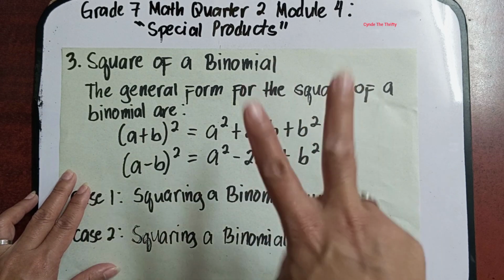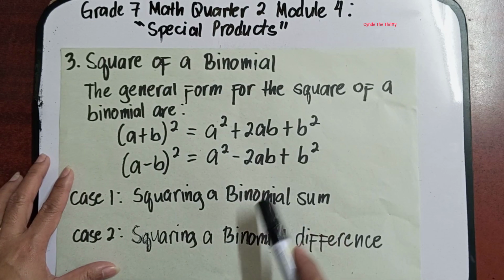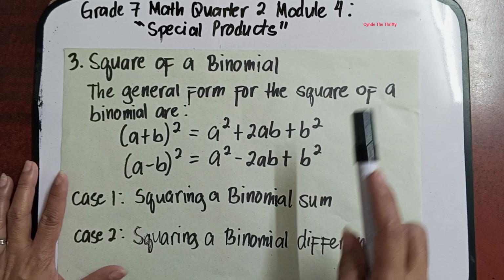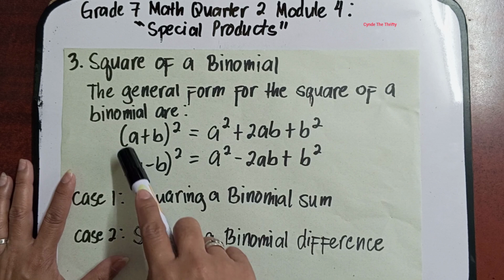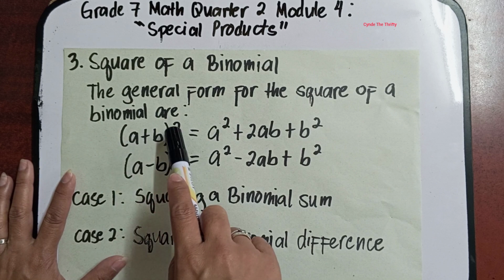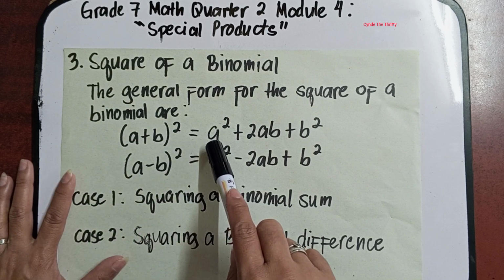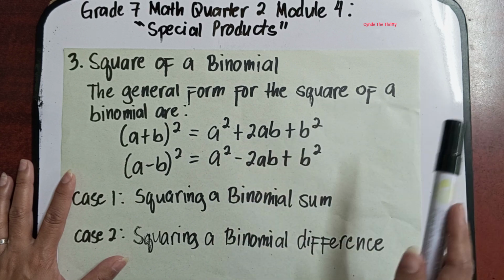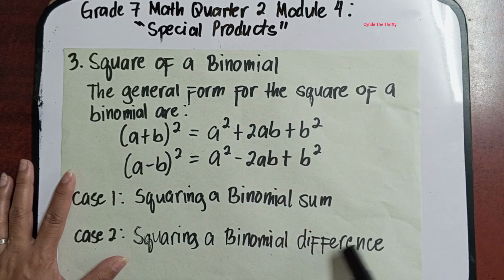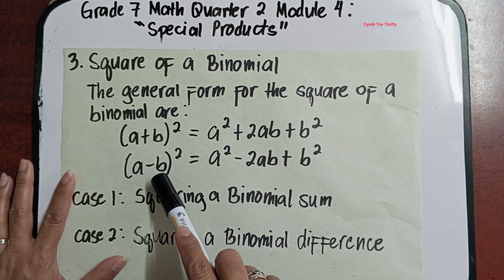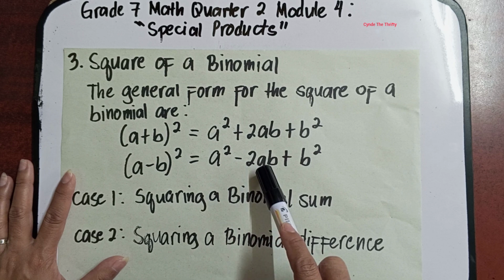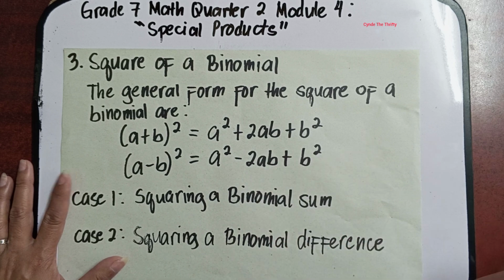Okay, meron tayong dalawa. Ang first case natin is squaring a binomial sum. So ang formula sa pag-square ng binomial sum, for example, a plus b squared, ang sagot natin is a squared plus 2ab plus b squared. And then, ang squaring a binomial difference, a minus b squared, is a squared minus 2ab plus b squared. Okay, so paano natin kinuha ang mga formula na ito?